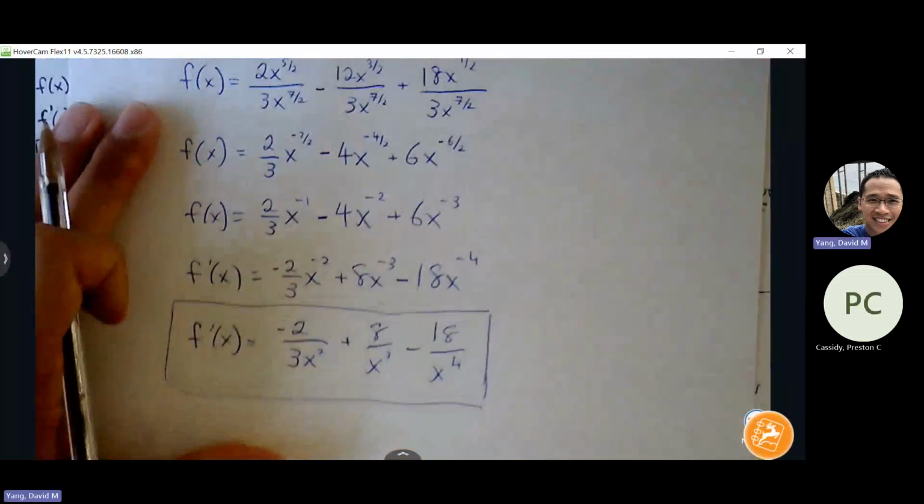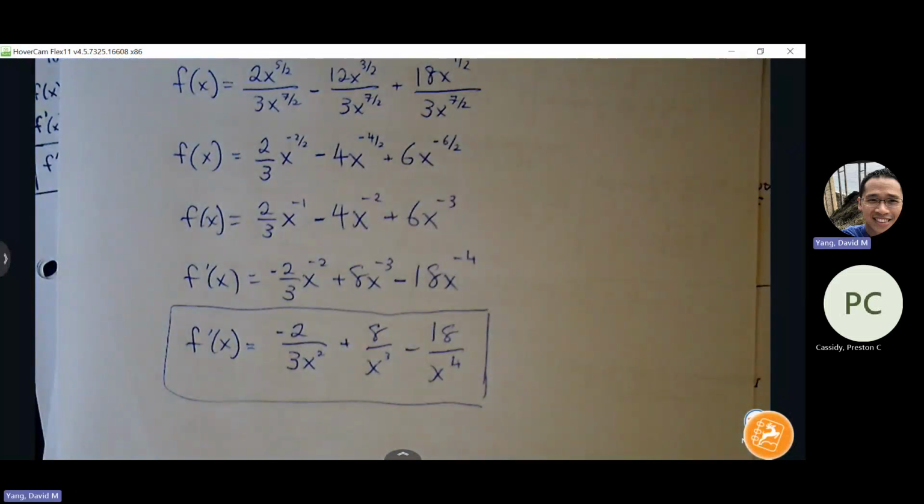Will something like that be on this quiz? Yeah, because this is a power rule problem, right? So we need to be able to know how to do this. Even though it looks like a quotient rule, there's no need for a quotient rule.